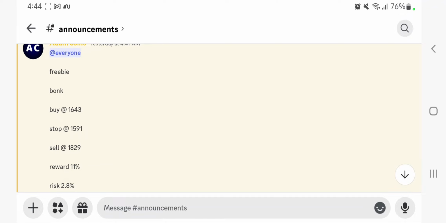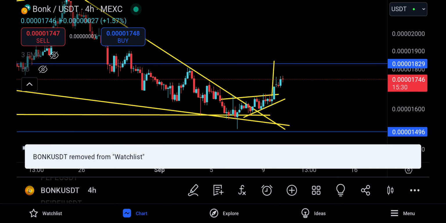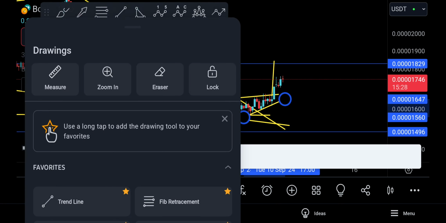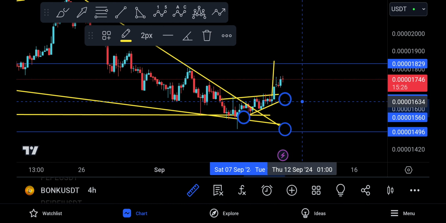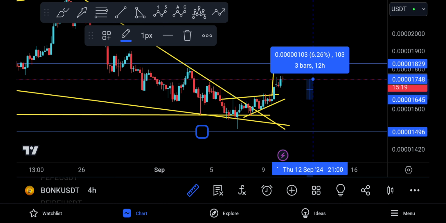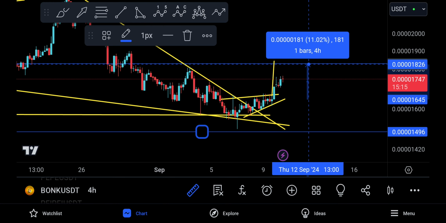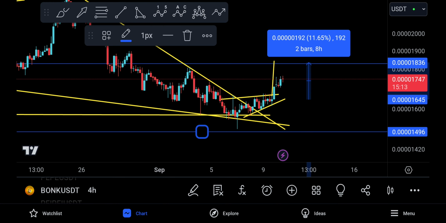So after the bonk update, we bought at 1643. Let's see how much we are up right now. So this was a free trade and it's a trade that is actually meant for you. I'm going to take the measurement stick, and from 1643 we're actually 6% up at the moment. So the technical target is up to here, which is nearly 11% right there.